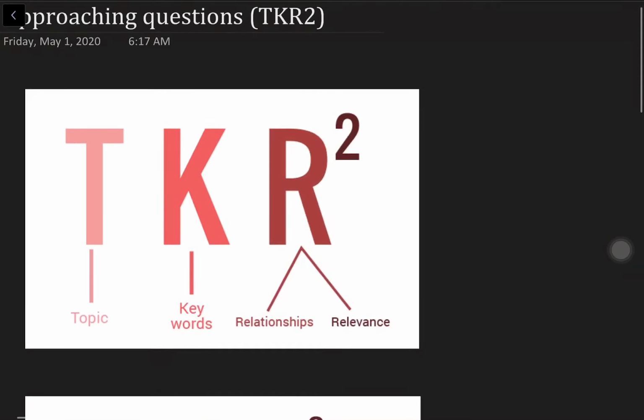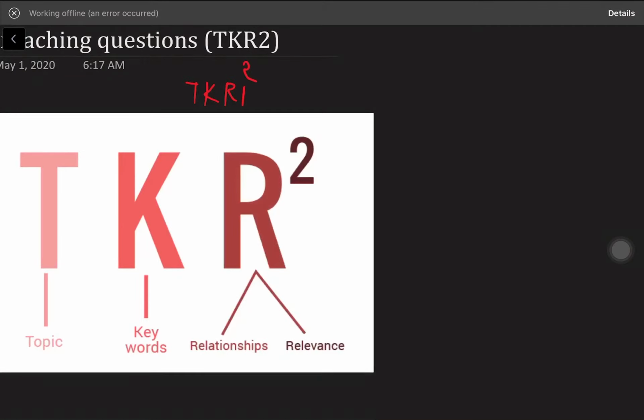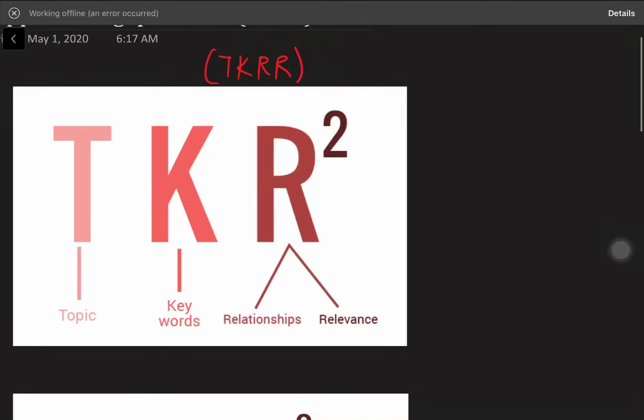Okay, so first and foremost, what is this TKR square? If you learn math, R square is basically R times R, right? So the framework is actually TKRR. And each letter actually represents different words. Alright, so I'll be going through that.